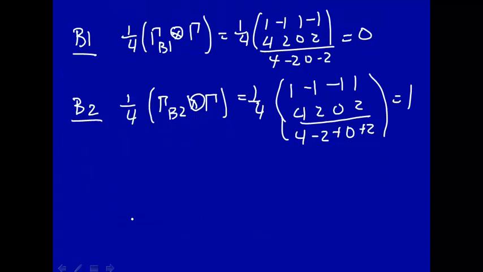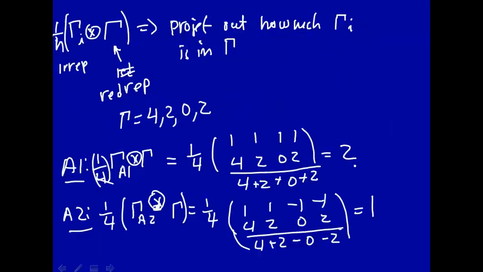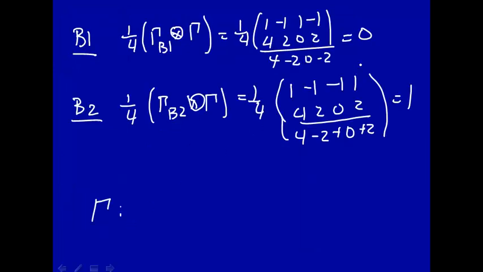So if we put all that together, we would say that the reducible representation gamma is composed of 2A1, 1A2, none of the B1, and 1 of the B2. So in this reducible representation, there's 2A1, 1A2, and 1B2.